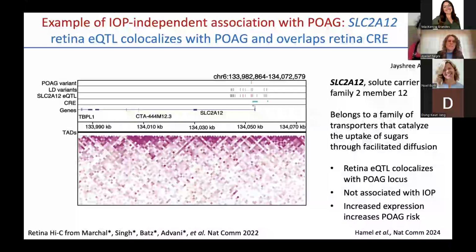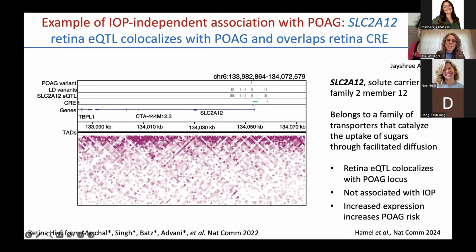Another example that seems to be IOP independent is an eQTL acting on SLC2A12. It's a transporter that catalyzes the uptake of sugars through facilitated diffusion. And a retina eQTL, in addition to other GTEx eQTLs, significantly colocalized with POAG. This locus is not associated with IOP.